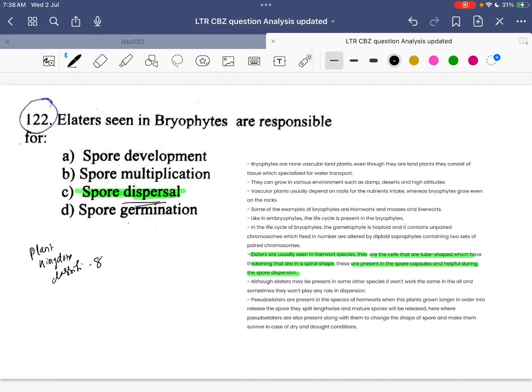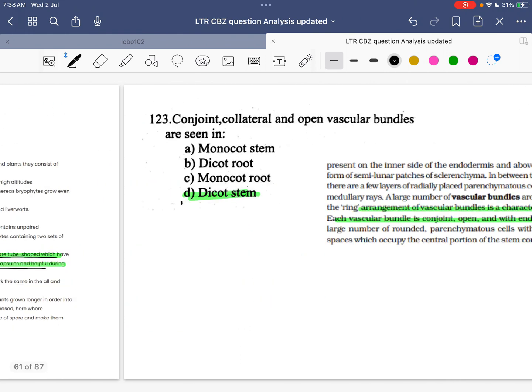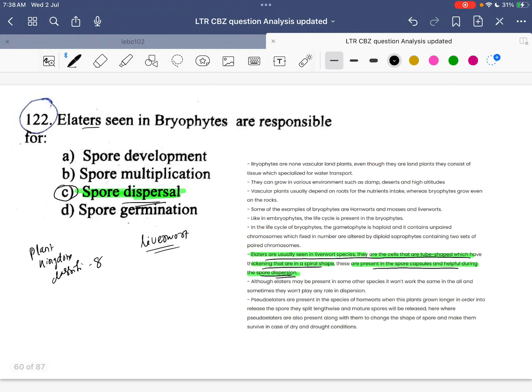A slightly out of syllabus question has come. Okay, see, elaters are generally seen in liverwort species. Elaters are usually seen in the liverwort species. They are tube-shaped cells which have spiral thickenings and are present in the spore capsules and helpful during the spore dispersion.